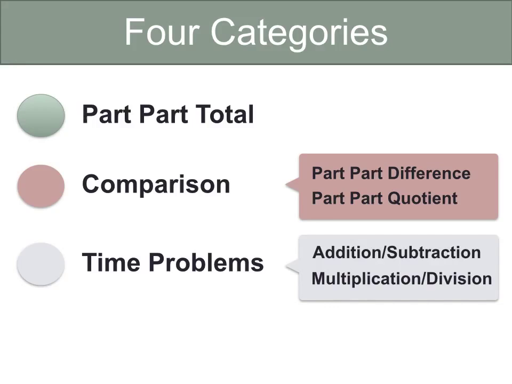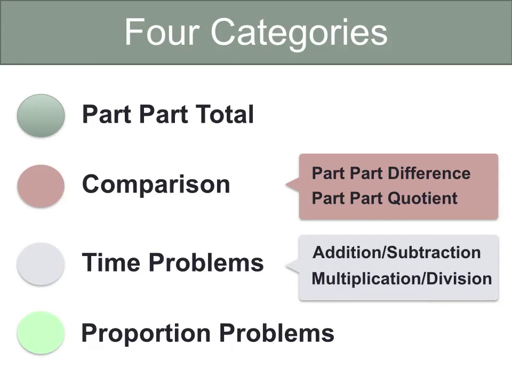The problems we have discussed so far fall into 3 categories: part-part-total and comparison, which particularly belong to a subgroup that we call part-part-difference. Problems with changing values belong to the time problems group. Examples of proportion problems will be presented later.